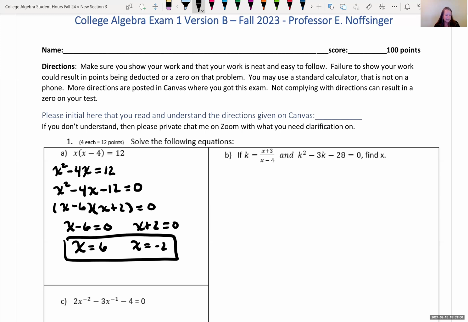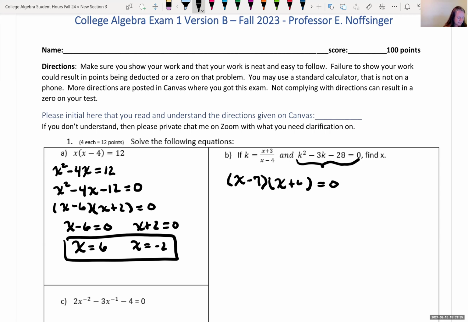Next question says, if k is equal to x plus 3 all over x minus 4, and k squared minus 3k minus 28 equals 0, find x. So first thing that we would like to do is solve for k. In this equation, k squared minus 3k minus 28 equals 0, I notice again that that is factorable. There are two numbers that multiply to give us negative 28 and add to give us negative 3, and that would be a negative 7 and a positive 4.